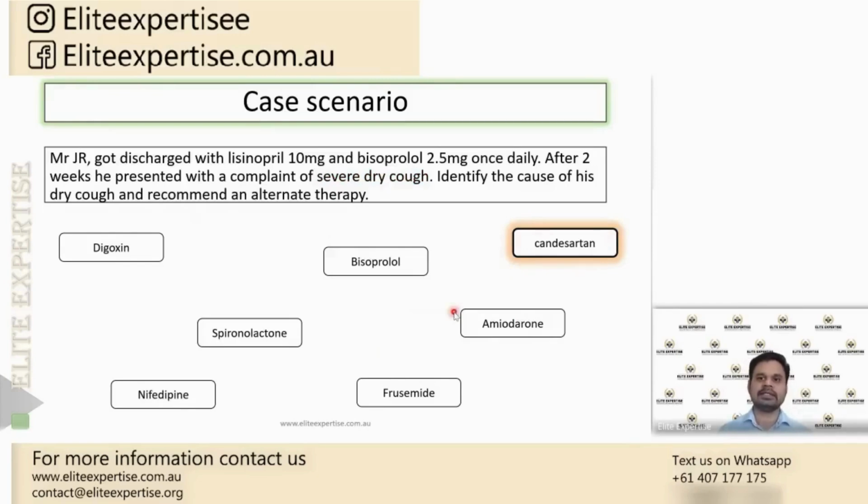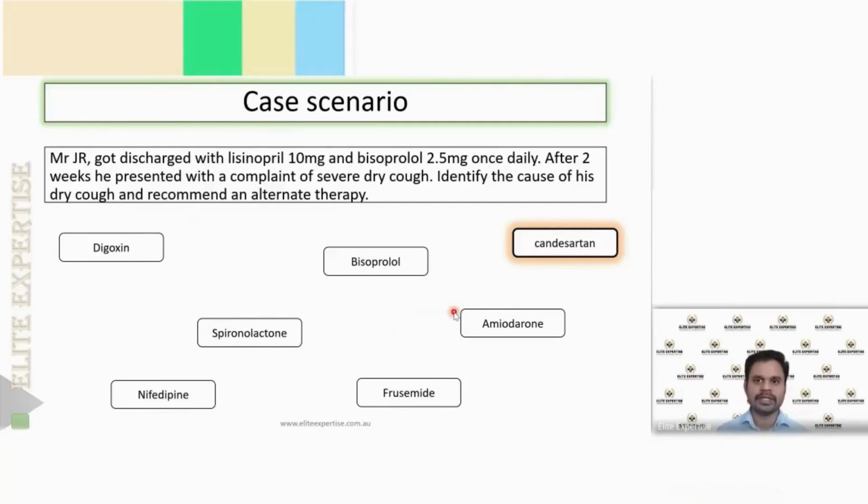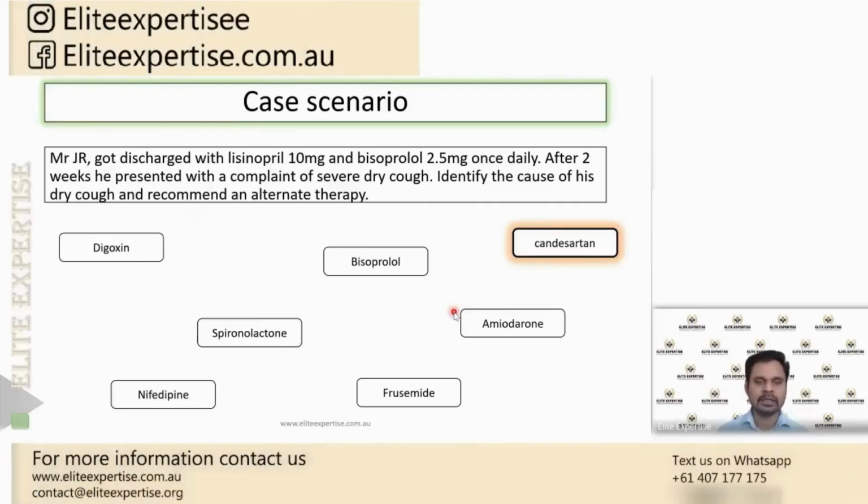candesartan, because candesartan is an example of an ARB. So we need to switch from lisinopril to an ARB. So now the patient is on candesartan, and the patient is on all the other medications, like pantoprazole, metformin, paracetamol, and glycoside.